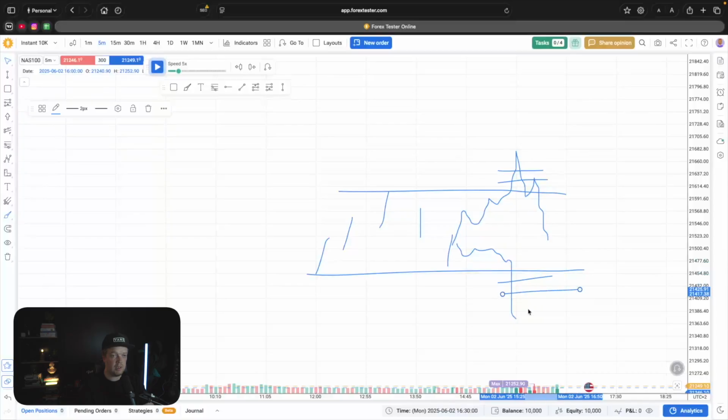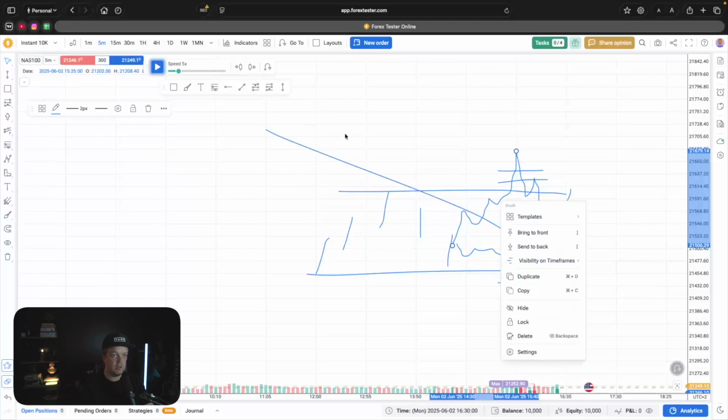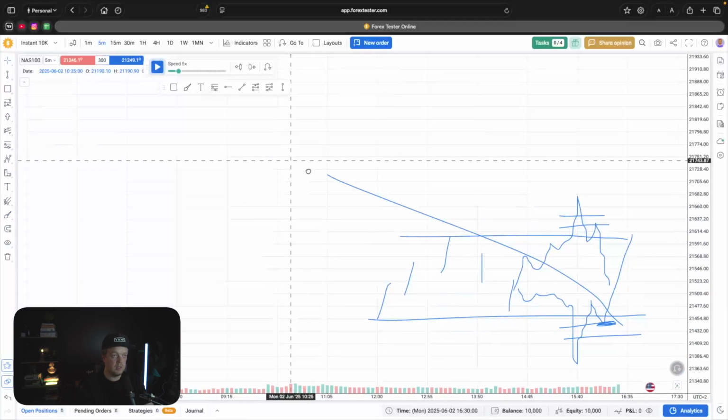We need a fair value gap to form. We need to inverse it. We're going to put our trade right over here. And we're going to target to the upside. So that's what we're going to do for this strategy.